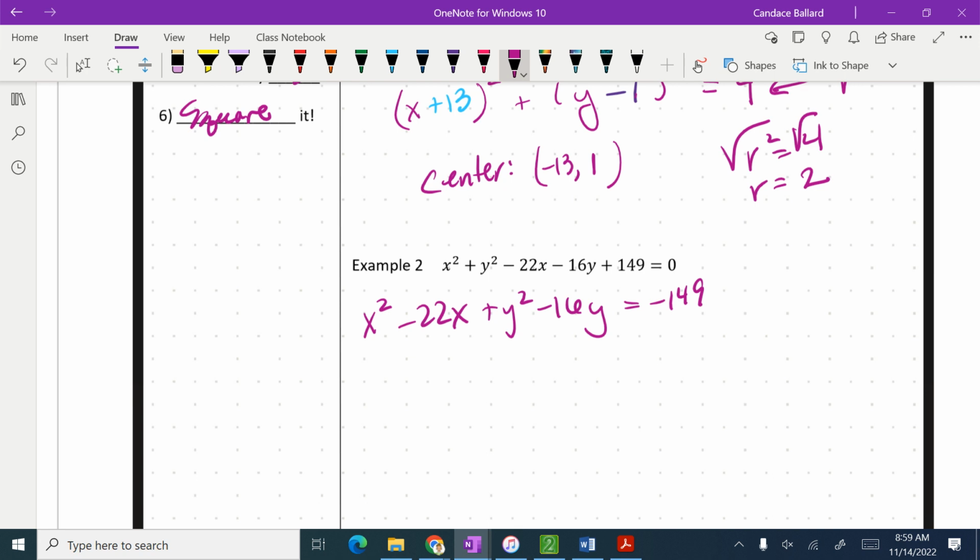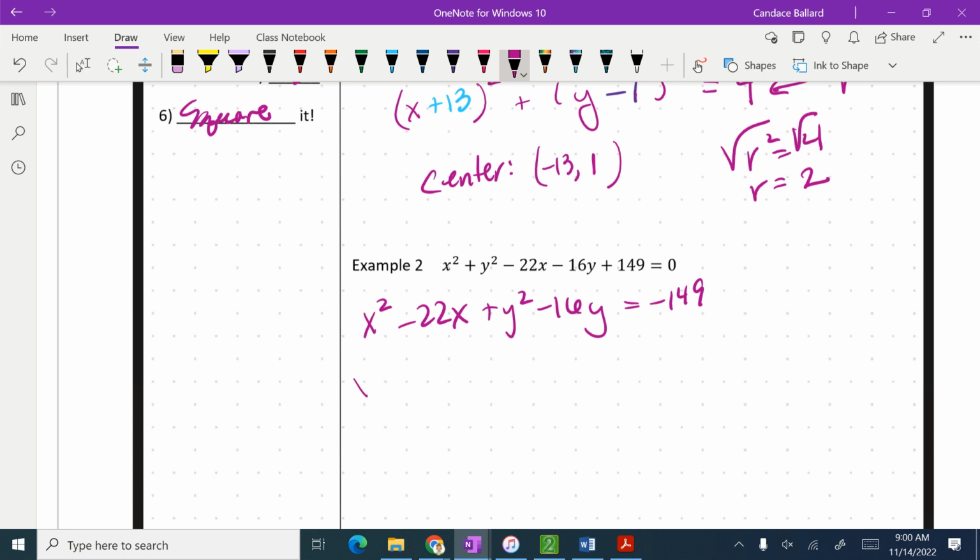Okay, let's take a look together. All I did was move my 149 to the other side by subtracting it, and then I rearranged my x's together and y's together. Everybody good? You all got that part? So I'm ready to add in my plus blanks and set up my cheating factoring. Do I have a leading coefficient I need to worry about? No. So in this case, no.